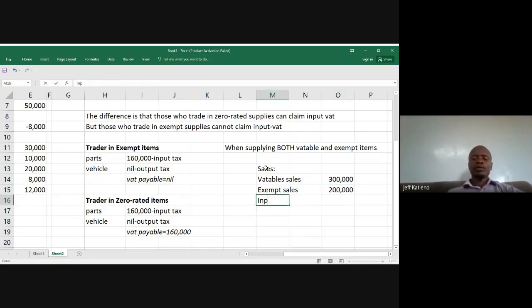And your input cost is 100,000 or 150,000. What will happen here is that, assuming all these are at standard rate, the VAT on this will be 16% times 300,000. This is the VAT that we're going to add here. Exempt sales, there's no VAT because it is exempt. While the VAT that you pay on your inputs will be 24,000.